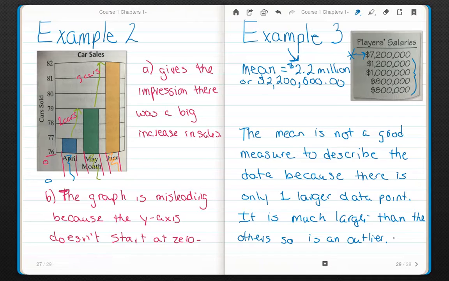Just for fun, quick check 3 is going to ask you which would be better, the mean, the median, or the mode. Okay, that's it for examples. Please do your quick checks in your CYU, and we will go over this the next time I see you.